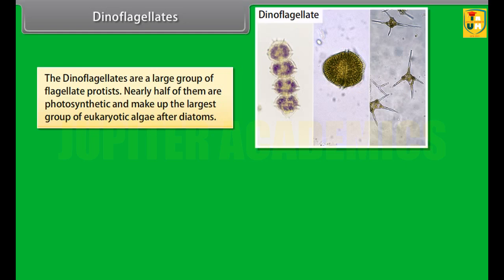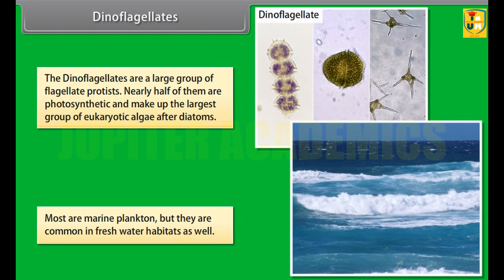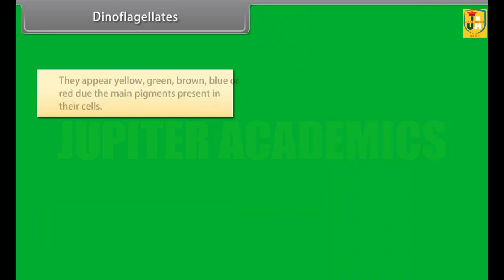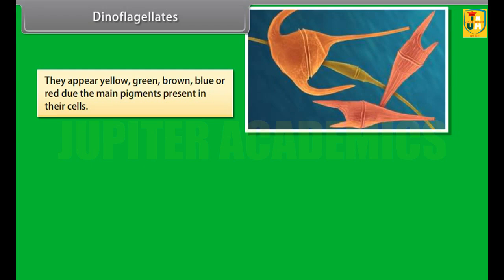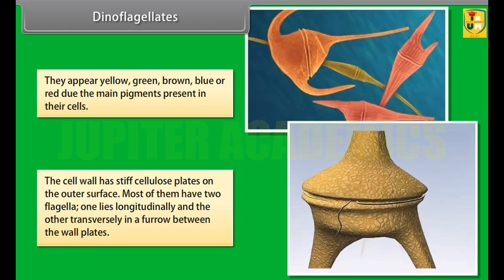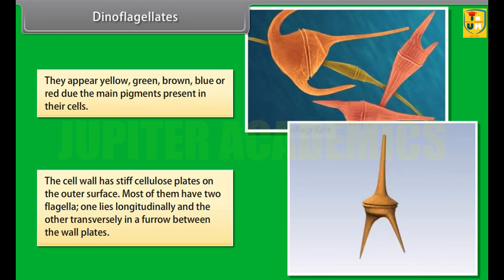Dinoflagellates. The dinoflagellates are a large group of flagellate protists. Nearly half of them are photosynthetic and make up the largest group of eukaryotic algae after diatoms. Most are marine plankton, but they are common in freshwater habitats as well. They appear yellow, green, brown, blue or red due to the main pigments present in their cells. The cell wall has stiff cellulose plates on the outer surface. Most of them have two flagella. One lies longitudinally and the other transversely in a furrow between the wall plates.